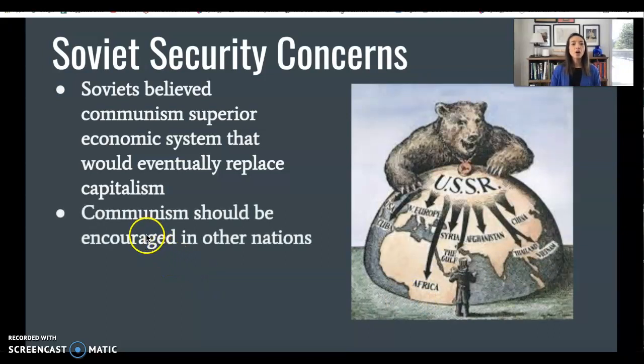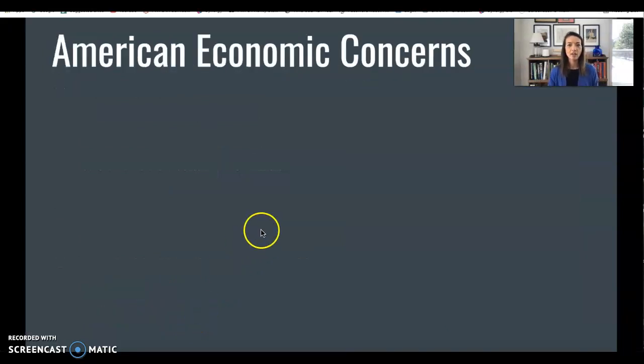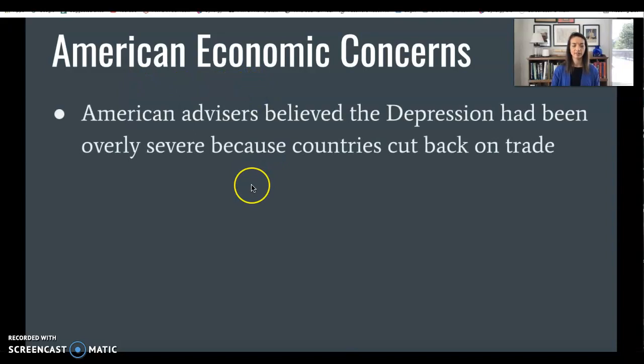The note reads that communism should be encouraged in other nations. This is what the Soviets and the communists wanted to do. This is what America did not want them to do. And they believed that capitalist countries would try to destroy communism. They were not incorrect.